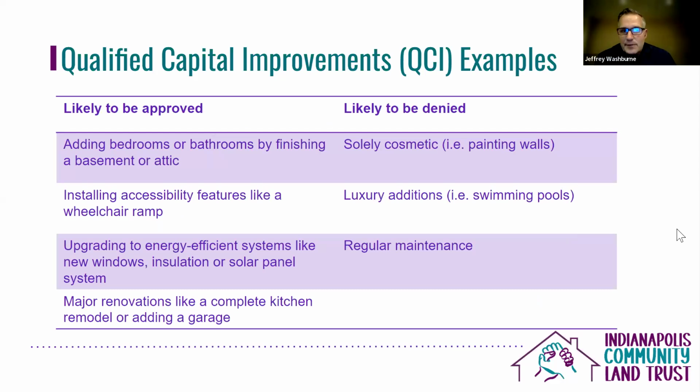So examples of qualified capital improvements that would be approved, if the example I gave, adding a bedroom or bathroom in a basement, finishing a basement or an attic space, adding an accessibility ramp, upgrading the house with energy efficient windows or solar panels, residing a property, major renovations like totally gutting and rehabbing a kitchen or adding a garage where maybe the house didn't have a garage are all examples of qualified capital improvements.